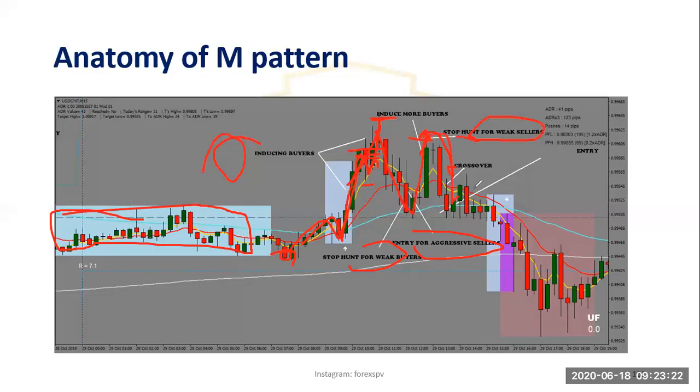Our entry, we wait for a crossover of 5 and 13, and the candle should close below the EMAs. So if the 50 is near, you wait for a candle close below the 50 EMA. If it's not near, then the candle closes below 5 and 13 and the crossover of 5 and 13, there is the entry. So you need to be patient and wait for the entry confirmation.